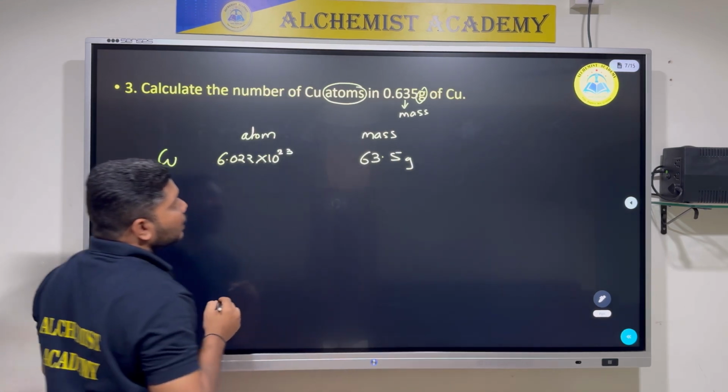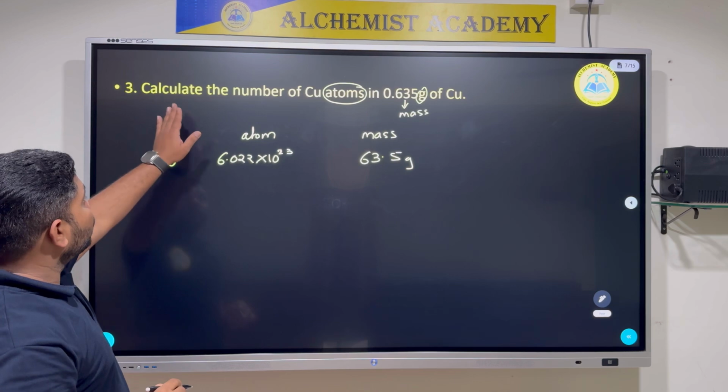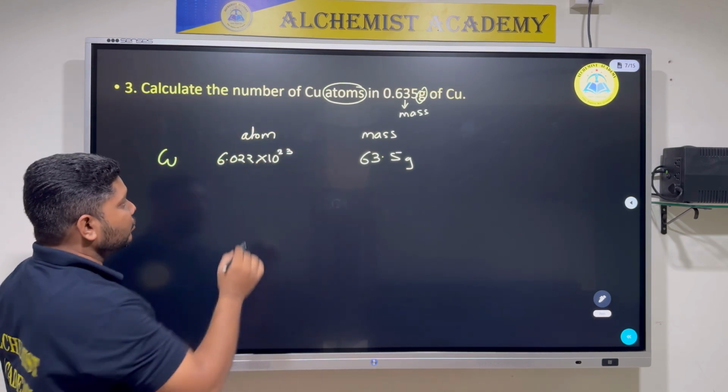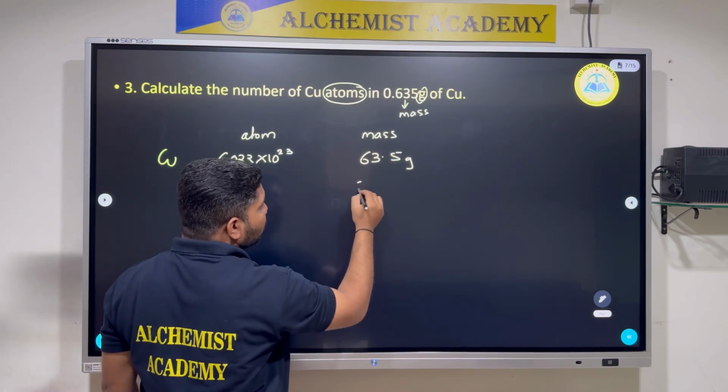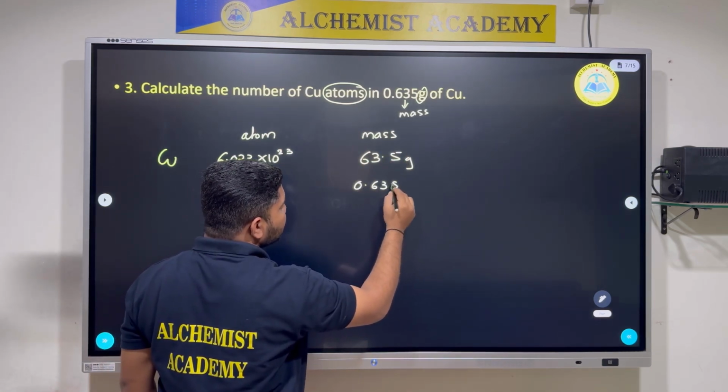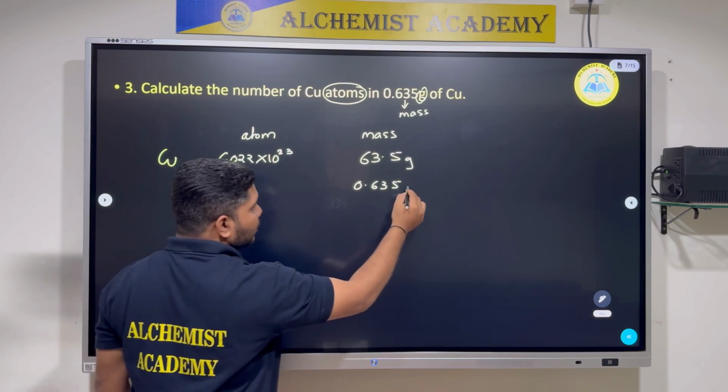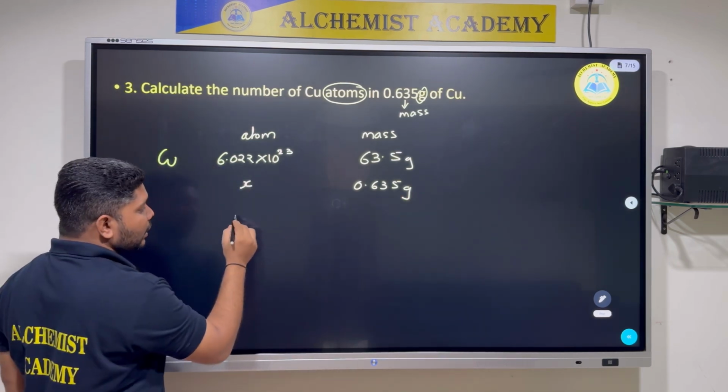63.5 grams. What have they told in this case? They have told you to calculate the number of copper atoms. So I will say this side x, and the mass of this is already given, it is 0.635 grams, correct? Now you go with the cross multiplication here.